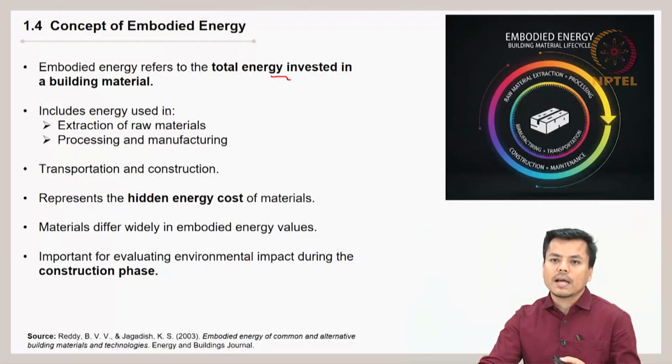So it includes energy used in extraction as well as processing and manufacturing. Along with that, it also includes transportation and the construction. During the construction, how much carbon is emitted because of the use of that material. So all this is a component of embodied energy. It represents the hidden energy cost.